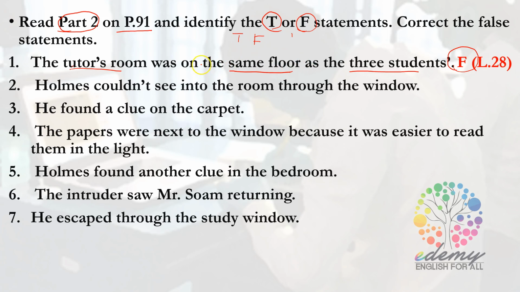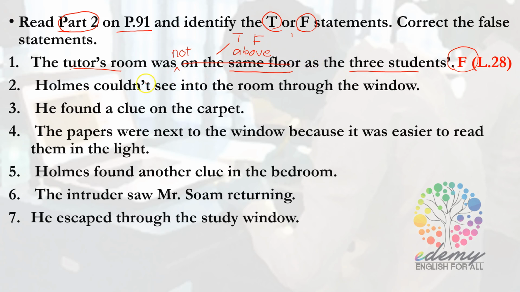For example, like this. The tutor room, we can say that was not on the same floors, or you can just cross it out and use the word above instead. So the answer can be the tutor room was not on the same floors as the 3 students, or the tutor room was above the 3 students.